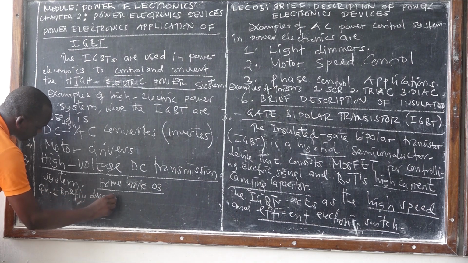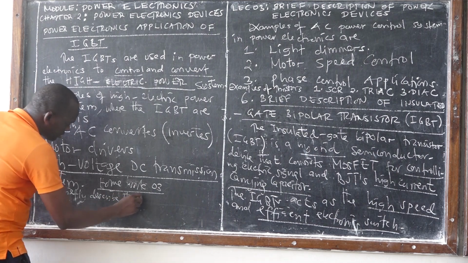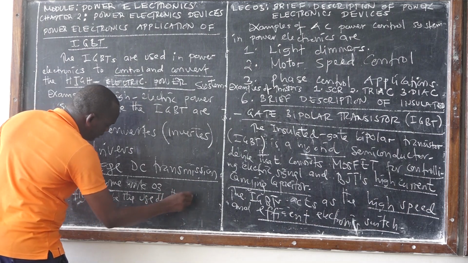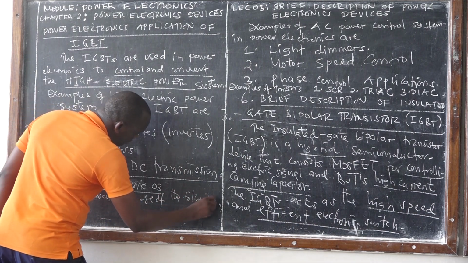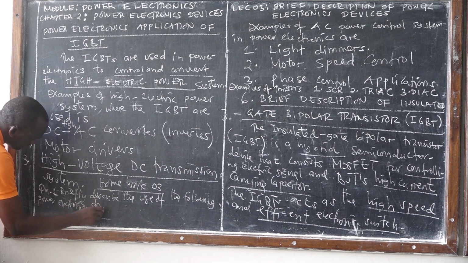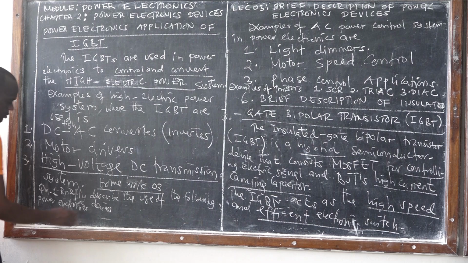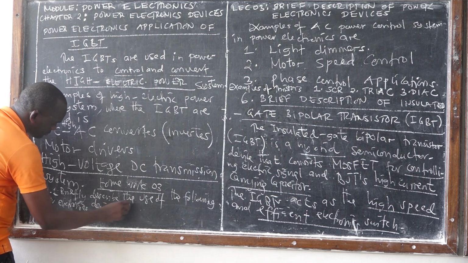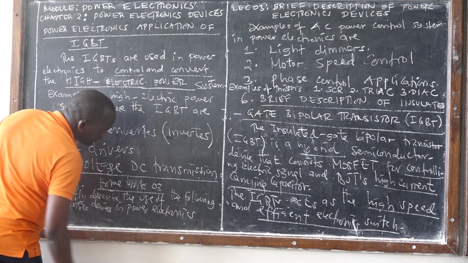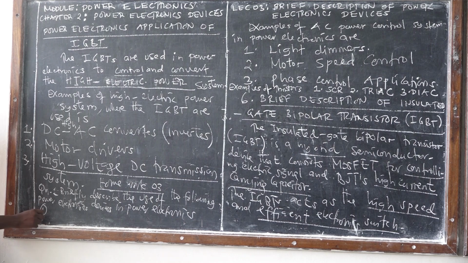In this one, briefly describe the use of the following power electronics devices in power electronics. So the first one is GTO.